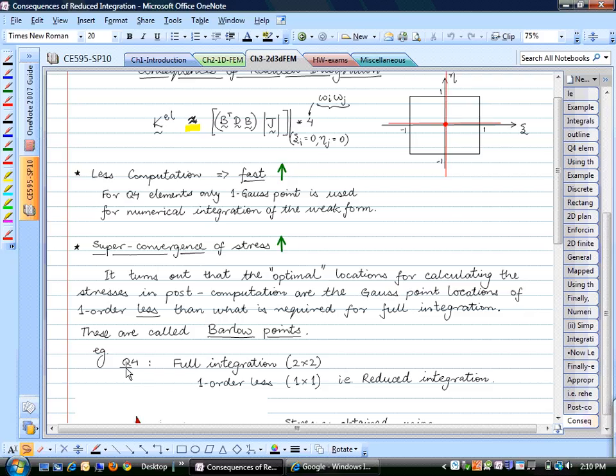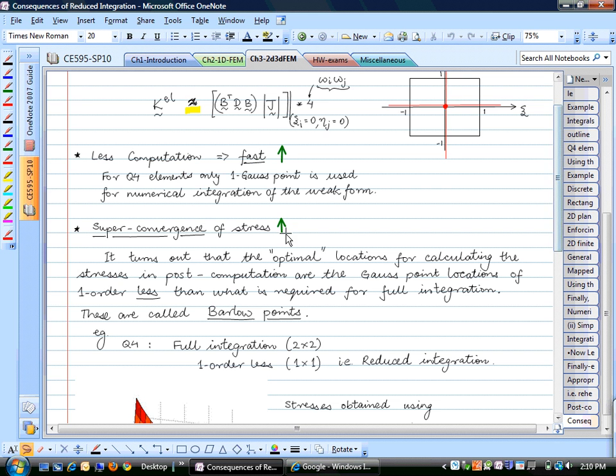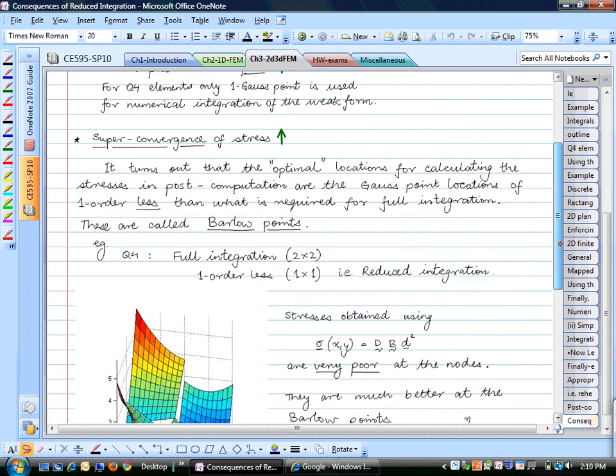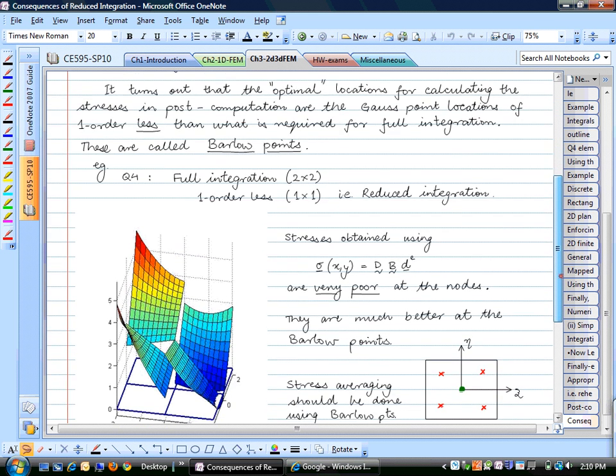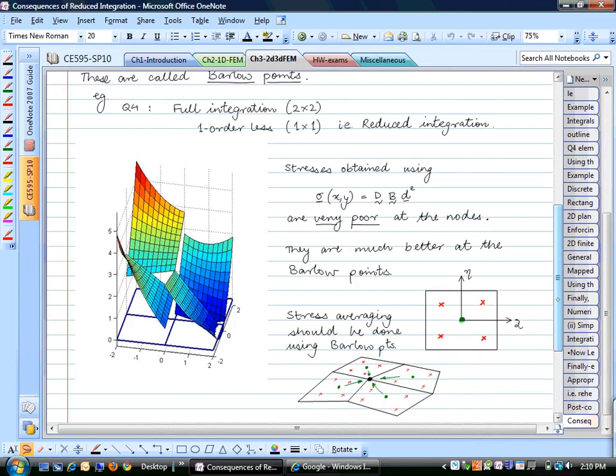So the idea is that for a Q4 element, full integration is 2 cross 2. One order less than full integration would be 1 cross 1. If you calculate your stresses here, you will get superconvergence of stresses. So that's also a good thing. So we have an upside here, which also brings us to another issue. This issue is about how do we do the stress averaging for Q4 and higher order elements.